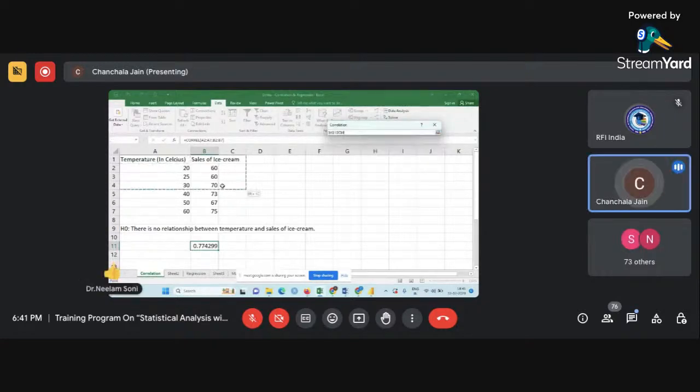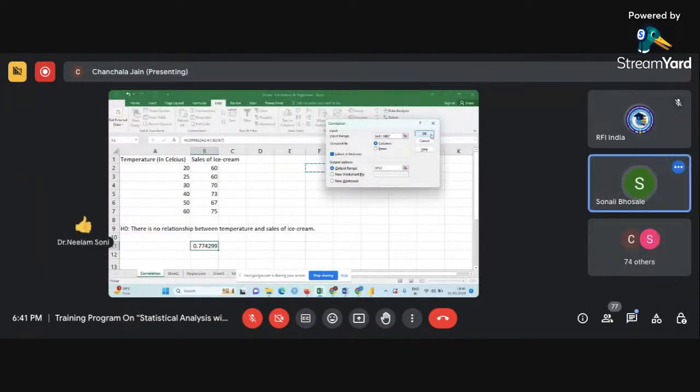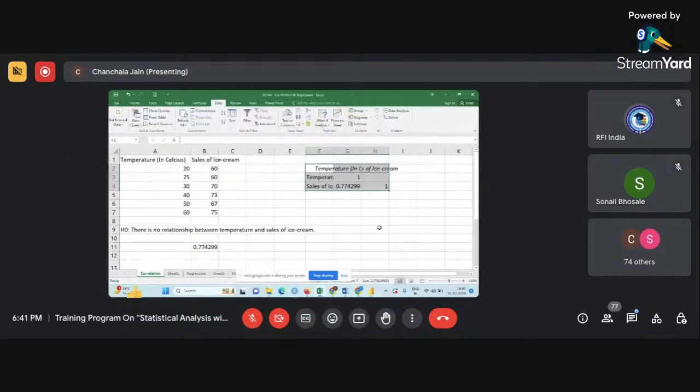Here we are passing the range of the data. Data is grouped according to the columns, so we will go with the default option. Labels I have selected, so I'm checking this box. Output I want to generate in this cell. I'm pressing OK. I think I'm set. May I press OK? Yes, fine.